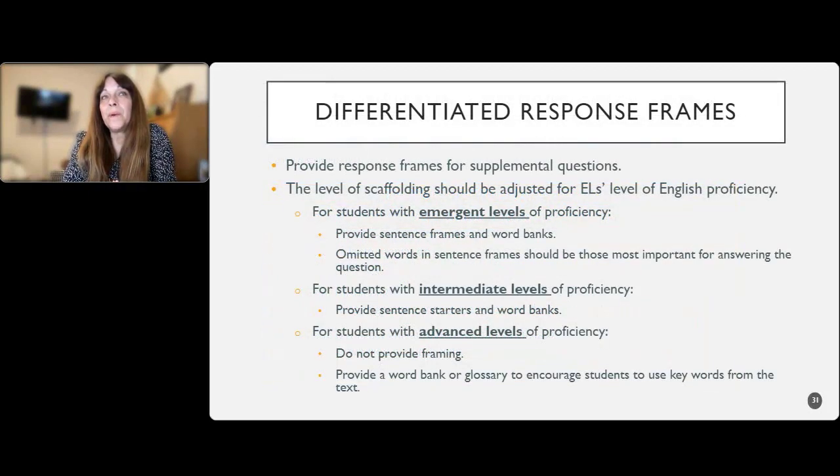Here, though, we're going to talk a little bit more about differentiated response frames. And this is another linguistic support that we can use. You can see here the level of scaffolding should be adjusted for the English proficiency of our students. For students with emergent levels of proficiency, you can provide the sentence frames and word banks. The omitted words in the sentence frames should be those most important for answering the questions. For students with intermediate levels of proficiency, you can provide sentence starters and word banks. For students with advanced levels of proficiency, you do not need to provide any framing, but you can provide a word bank or glossary to encourage the students to use keywords from the text. We're going to see some great examples in just a second in the next few slides.